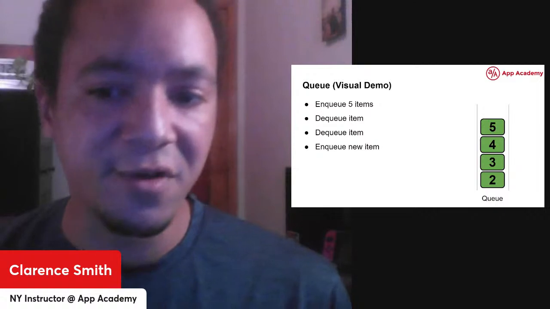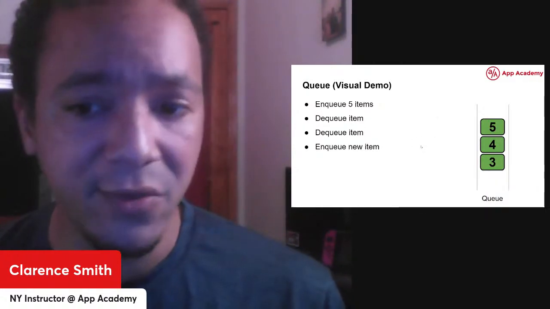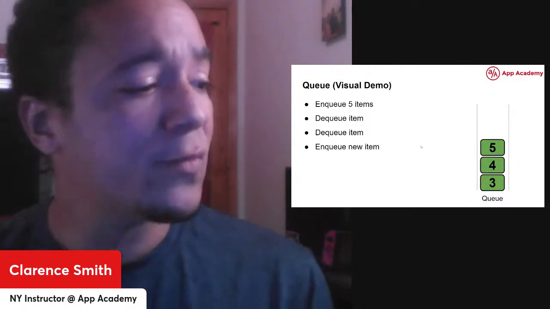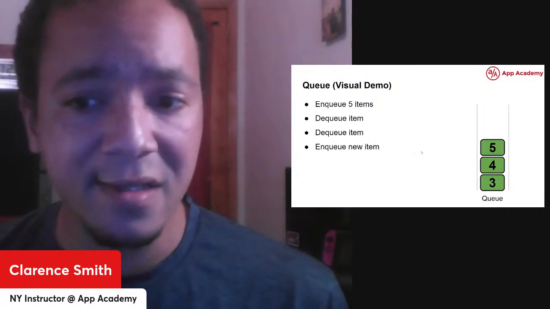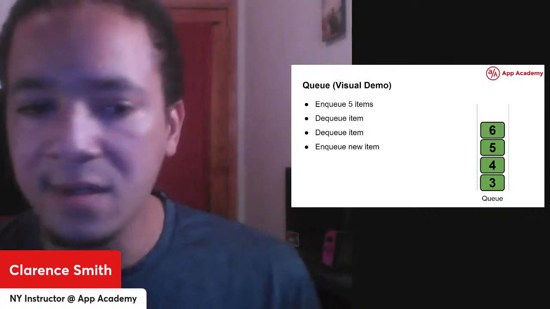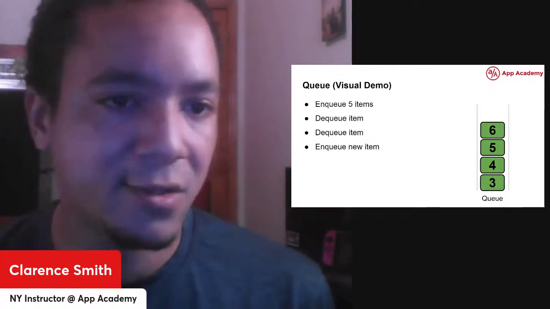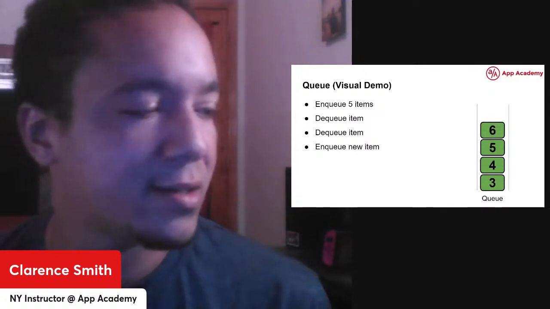Now 2 is at the front of the queue, and it's ready to be dequeued. And then we can move the queue forward again. Last but not least, when we add a new item, of course, it just goes to the back of the queue. It works exactly how you would expect it to. We need to write the code to do that, though, so let's take a look.